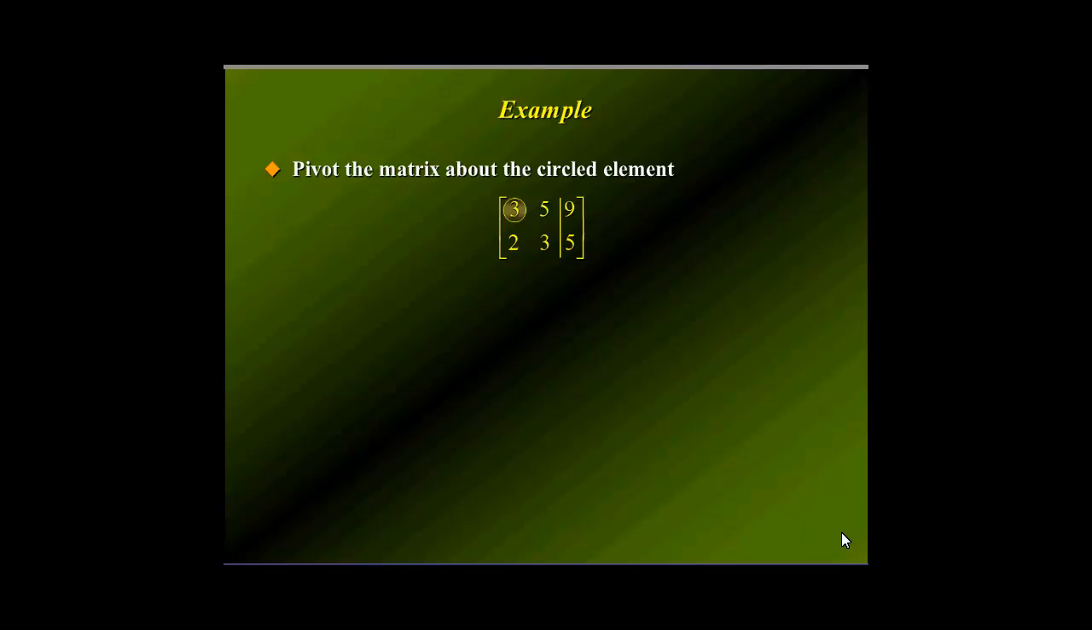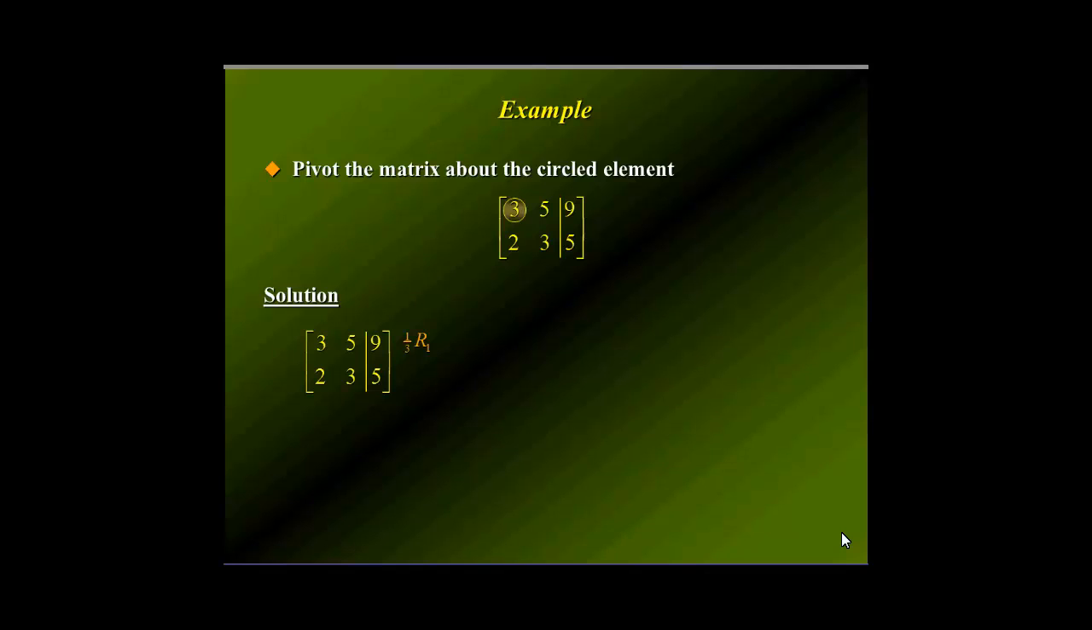Here we are. We have this matrix given, and we have to convert it into the unit matrix, pivoting the matrix about the circled element. So in place of 3, I want 1. What we do is divide the first row by 3, because when we divide the first row by 3, that will equal 1.